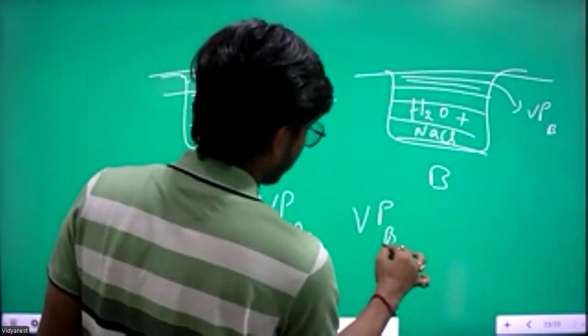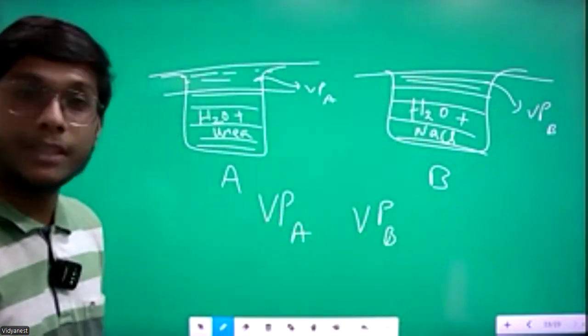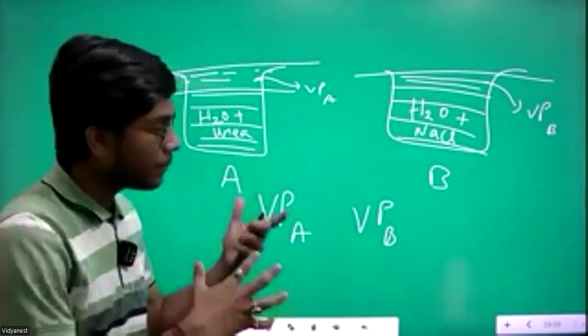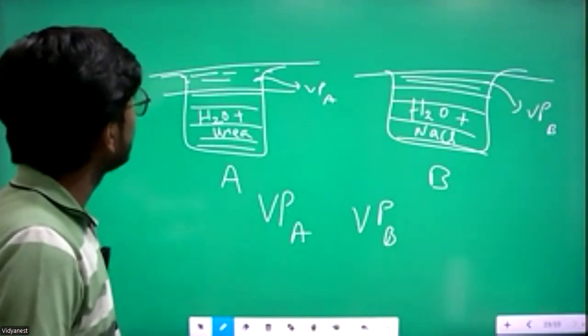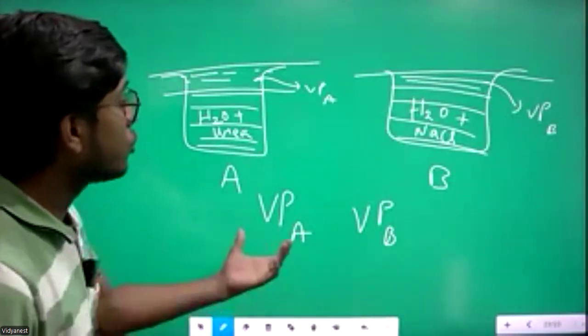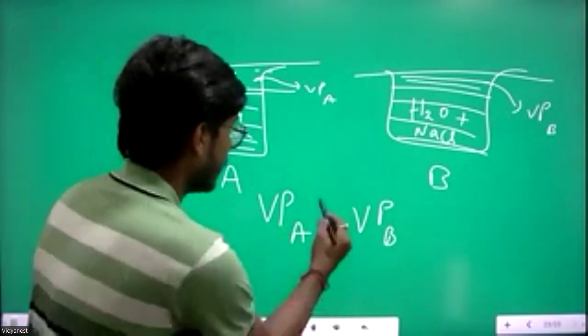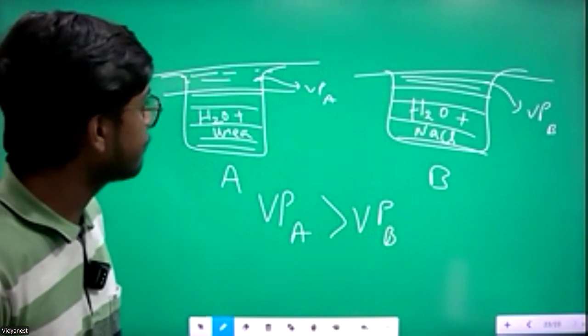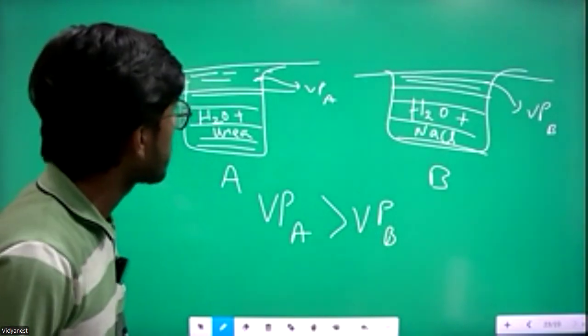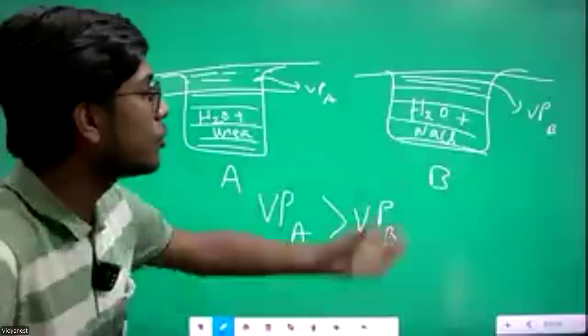That's my question. If you're preparing for JEE Advanced, then this is the depth you should go into. VPA will be greater than VPB. According to you, what should VPA be? Greater than VPB. Okay, and why is so? Because NaCl dissociates into more particles, which lowers the vapor pressure.